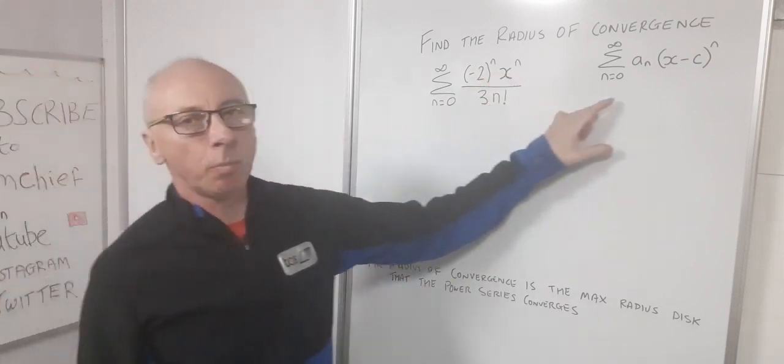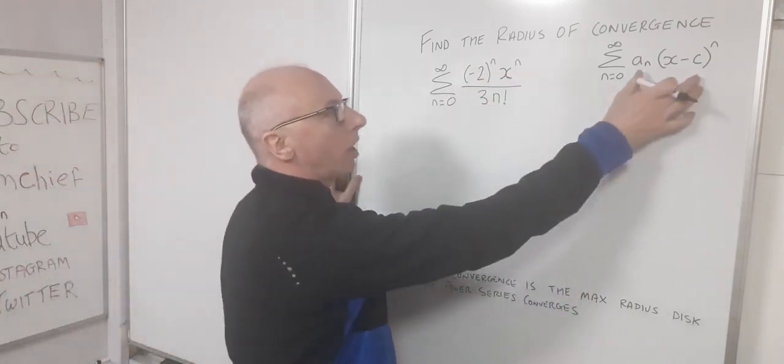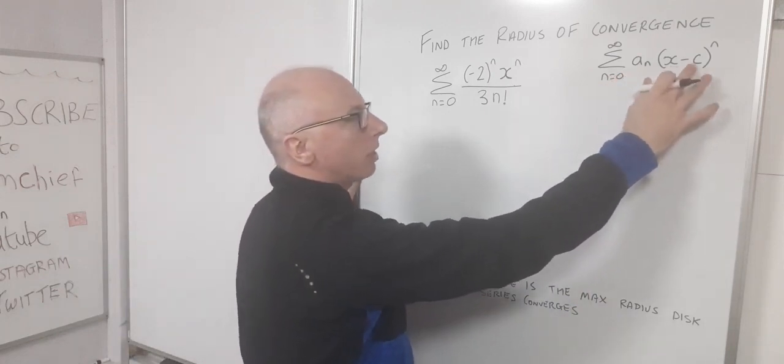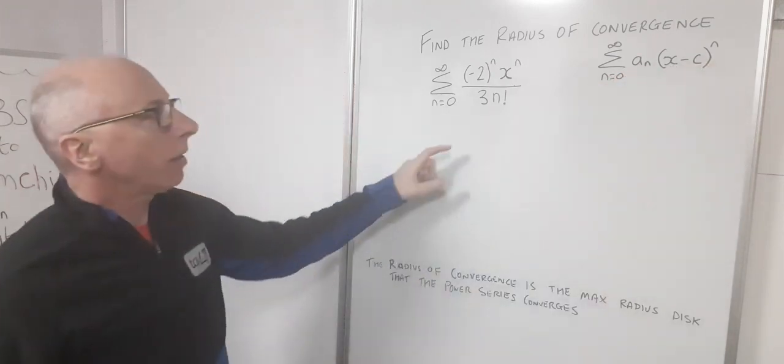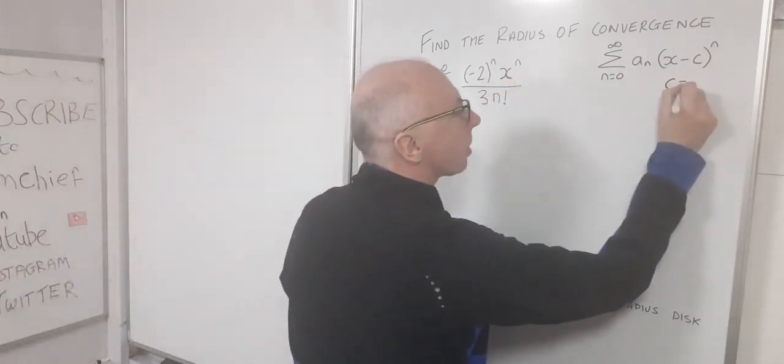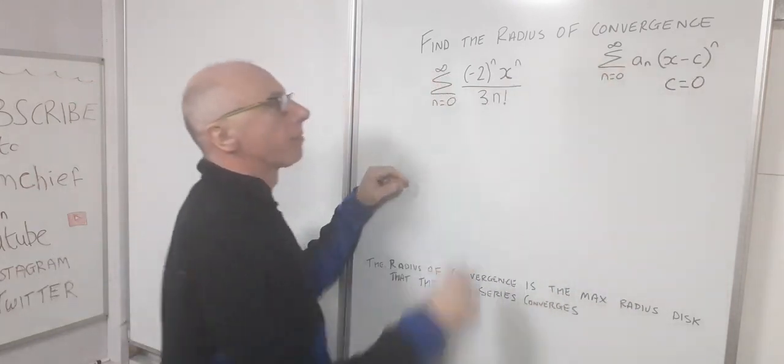Now this is a typical power series because it's in the format of our nth coefficient here, a subscript n, times x minus c to the power of n. Now here we've just got x to the n. So in this case here our c equals 0, hence we've just got x to the n.